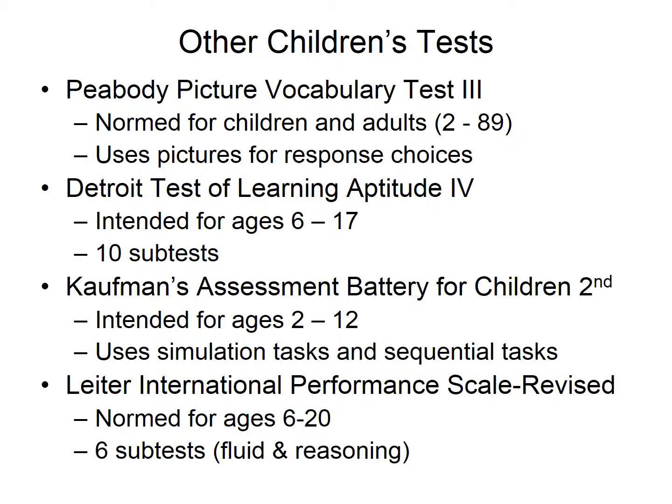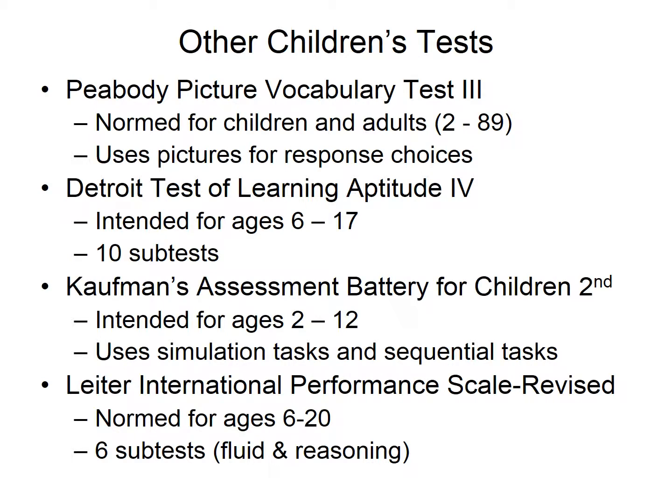We have the Detroit Test of Learning Aptitude in its 4th edition, intended for ages 6 to 17 with 10 subtests. And this, again, notice it's learning aptitude. So the picture vocabulary test is understanding images and being able to interpret what's going on in various pictures. That's the Peabody. The Detroit is mainly looking at learning aptitude. So it's trying to measure mainly fluid intelligence. So it's for kids and children 6 to 17, 10 subtests, but mainly trying to get at broadly how well adapted you are to learn new information.